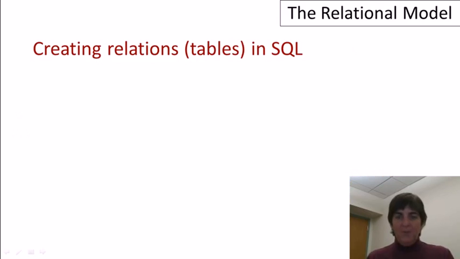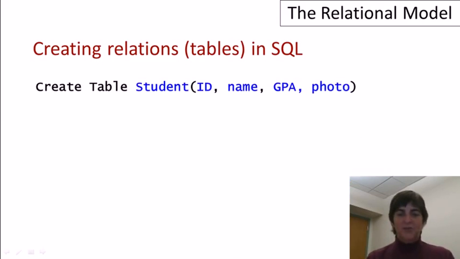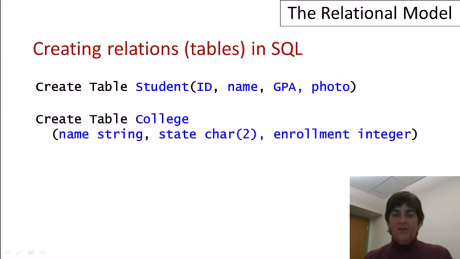Okay, just to wrap up, I'll mention how one creates relations or tables in the SQL language. It's very simple. You just say create table, give the name of the relation and a list of the attributes. And if you want to give types for the attributes, it's similar except you follow each attribute name with its type.